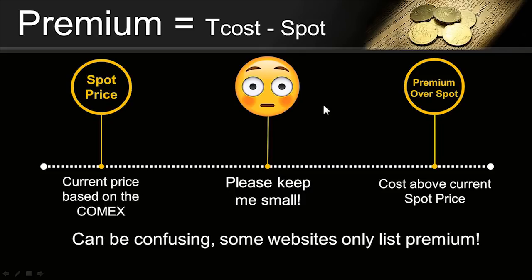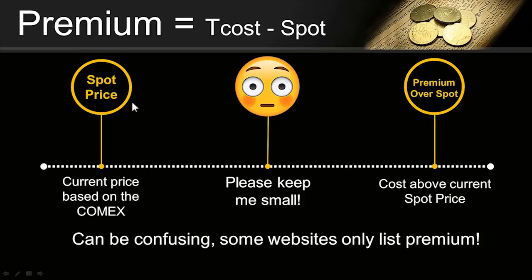Now, the important thing is when you go to some websites, sometimes they'll show the whole price, including the premium. Sometimes they're only going to say $199 over spot or $349 over spot. And that number is the premium over the spot price.